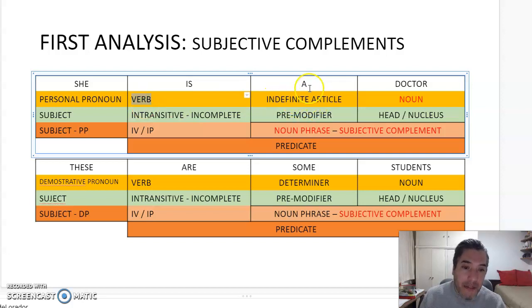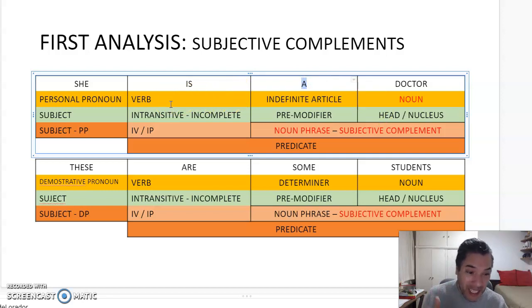Then we have a. A is an indefinite article, and it is a pre-modifier. This is new. It's pre-modifying doctor because doctor is the noun, the head of our nucleus, and a is telling us how many doctors we have. This is a typical mistake with our students of English. Let's say, for example, she is doctor. Ella es doctora.